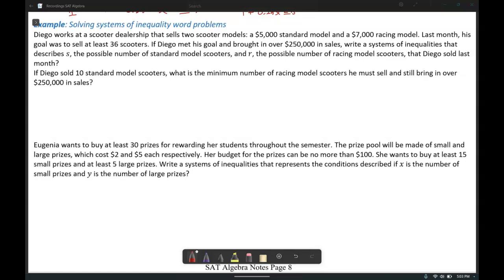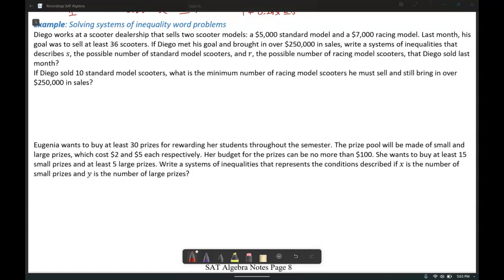So Diego works at a scooter dealership that sells two scooter models, a $5,000 standard model and a $7,000 racing model. Last month, his goal was to sell at least 36 scooters. If Diego met his goal and brought in over $250,000 in sales, write a system of inequalities that describes S, the possible number of standard model scooters, and R, the possible number of racing model scooters that he sold last month. We'll do the second part in just a minute. Let's start with that, writing our system.